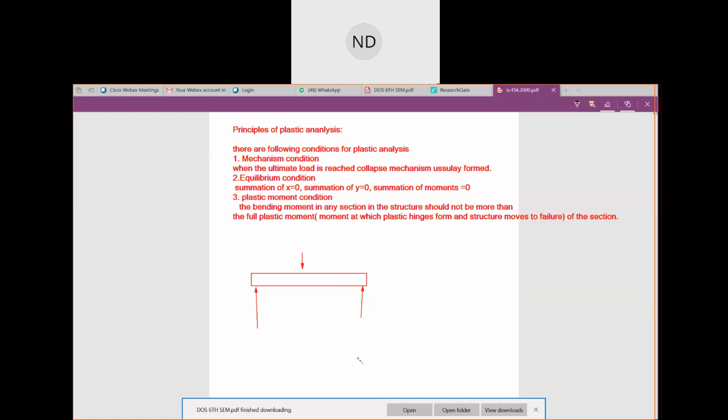So for knowing this plastic moment, we have to know the shape factor, because it is related to it. Why? Because what is your shape factor? Your shape factor is the plastic moment divided by your elastic section modulus.